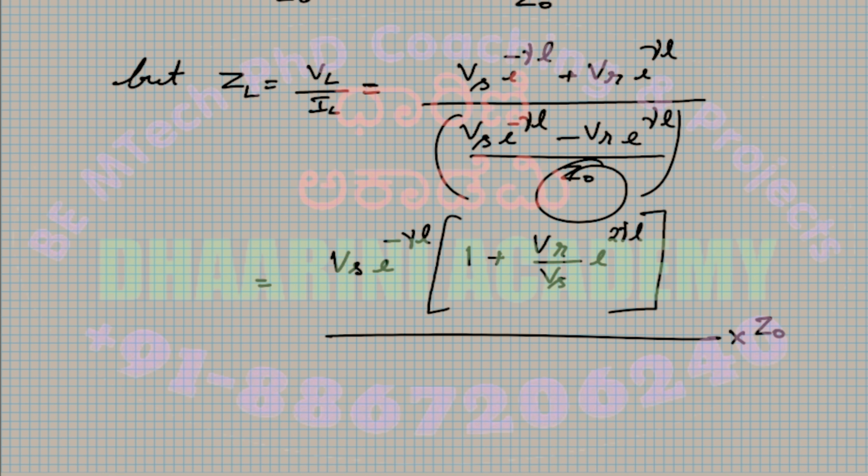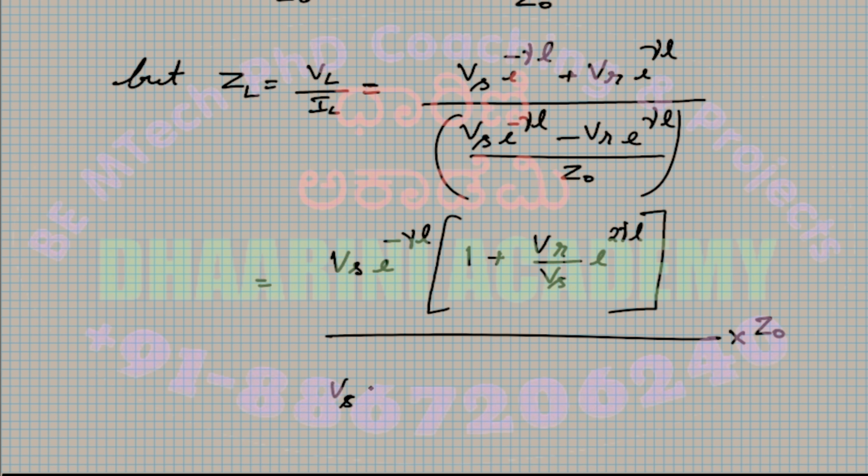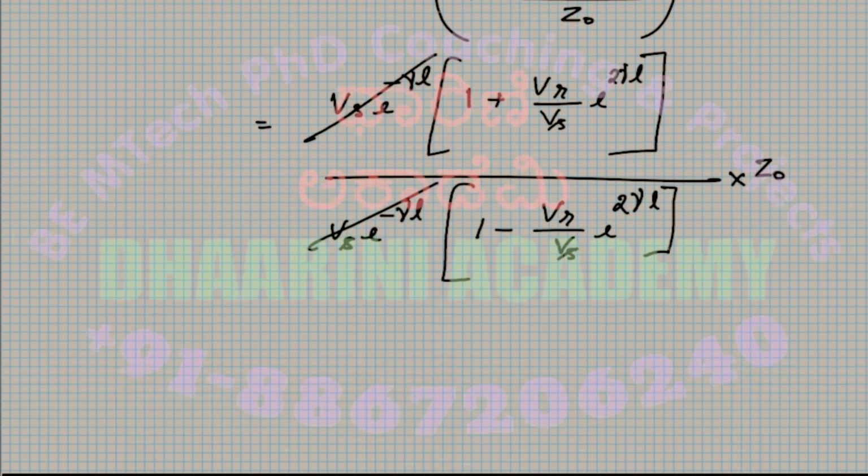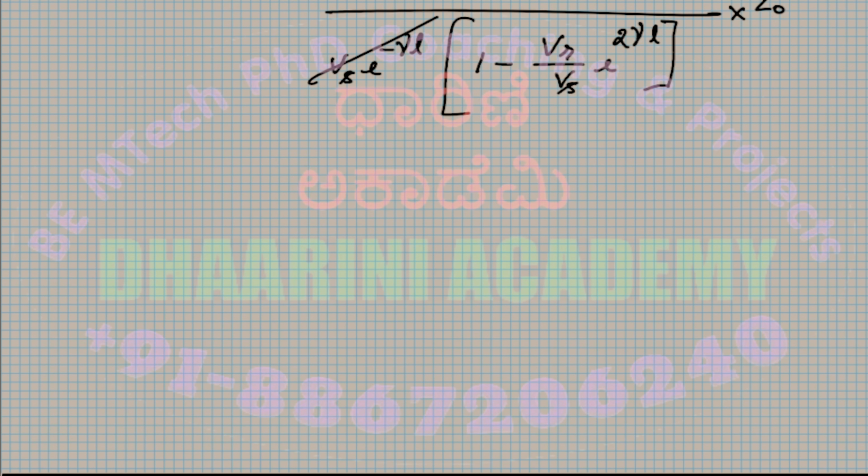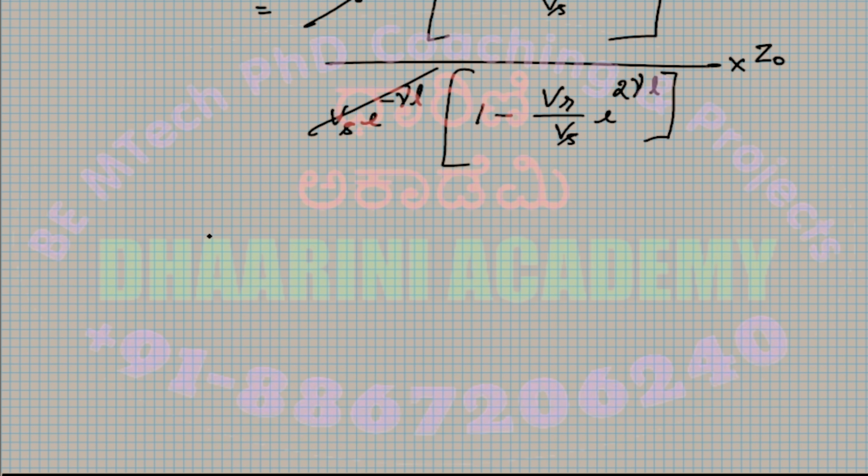Now let me take this out: Vs e to the power minus gamma L, and when that goes out, it is 1 minus Vr by Vs into e to the power 2 times gamma L. All right, so these two terms will get cancelled. So on the left hand side, I'm still trying to write an equation for ZL equal to, there is a Z naught into, right?